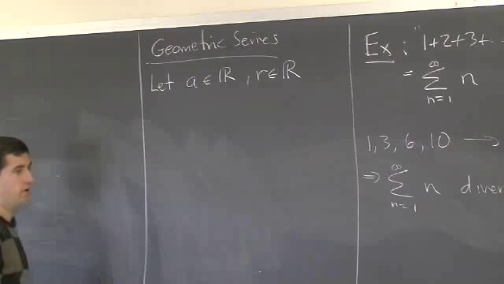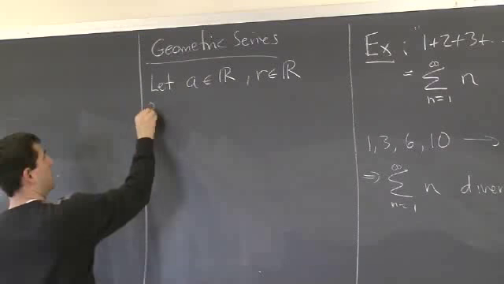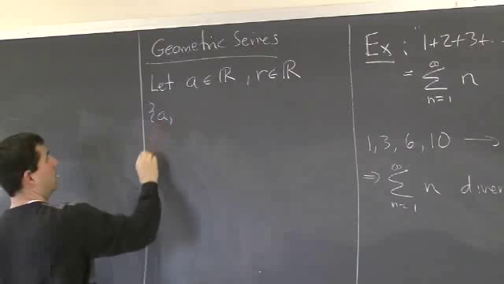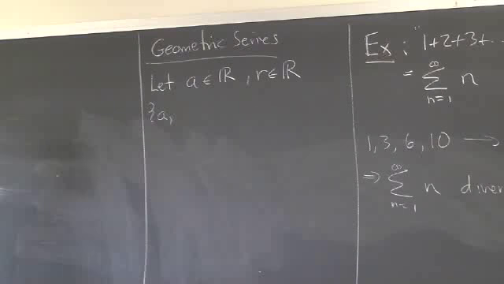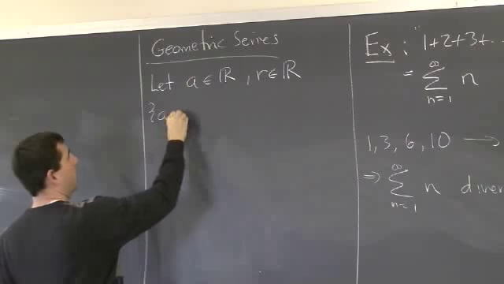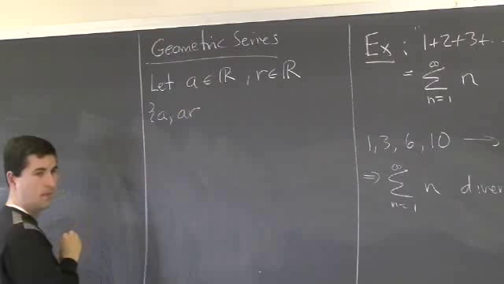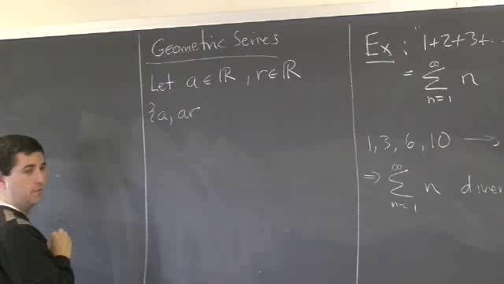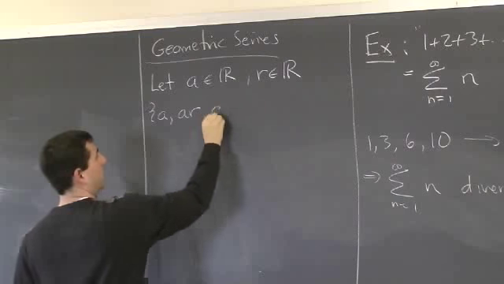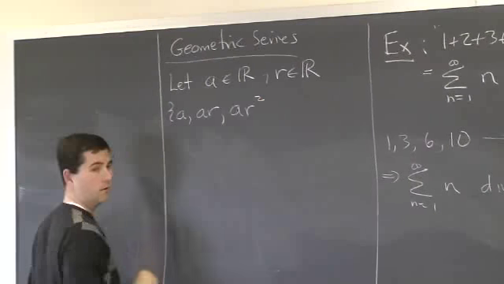Let me first consider a sequence. The sequence is going to look like A, that's going to be the first term. And then each term in the sequence after this, I'm just going to multiply by r. So here I'll go from A to AR. Multiply by r again, and I get AR squared.